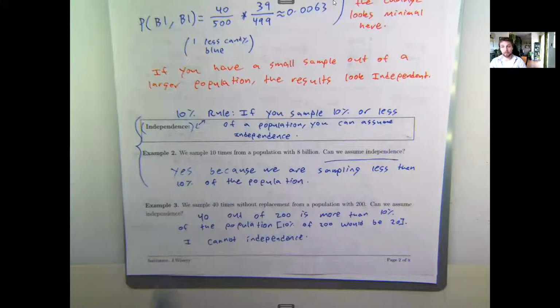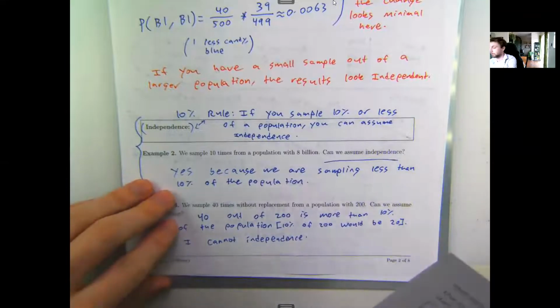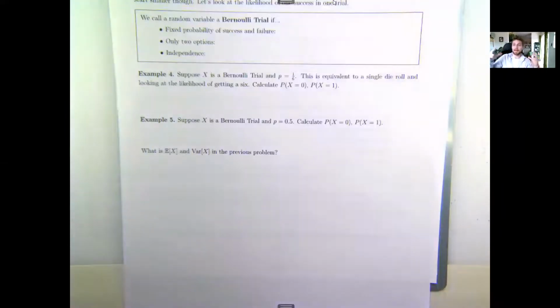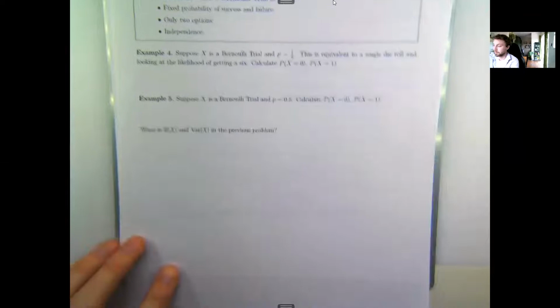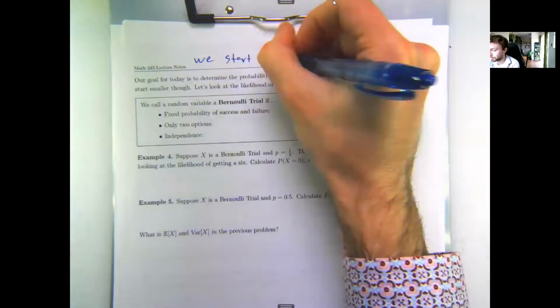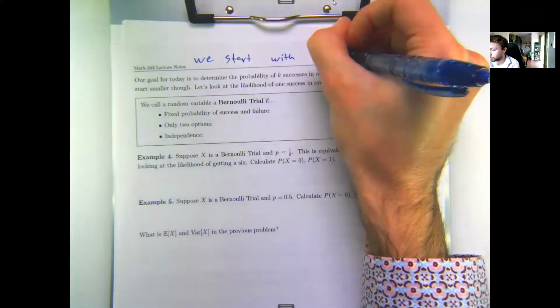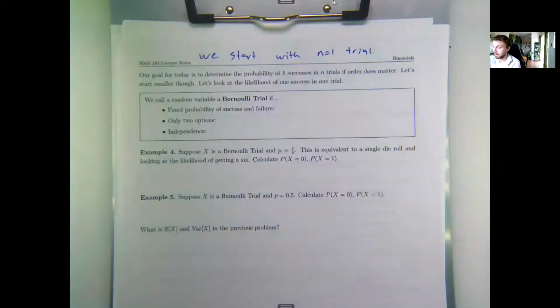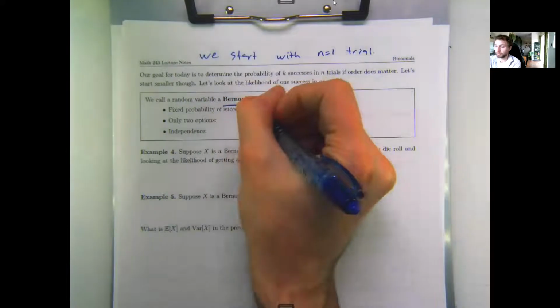So I'm going to see that on this next page when I'm starting with just one sample, pretty small sample, out of hopefully a large population. So this is my building block to trying to understand n trials. So we start with n equals one single trial at a time. And we call this single trial a Bernoulli trial.